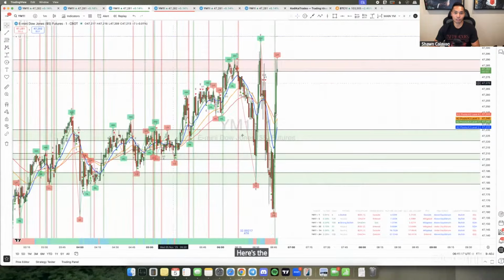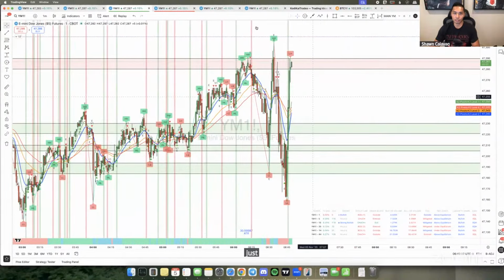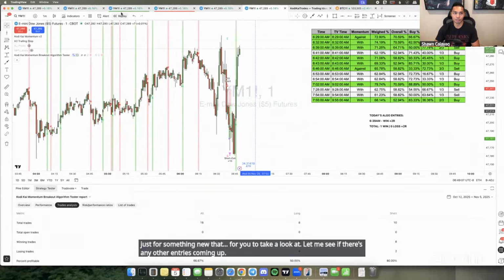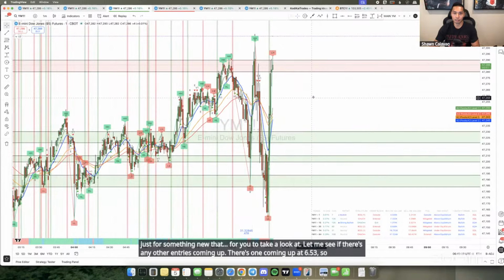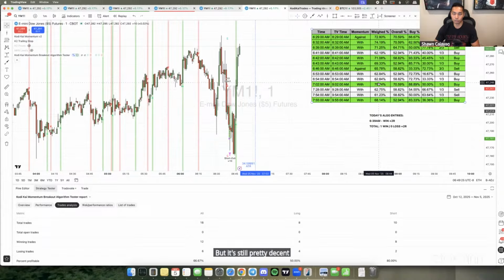Here's the main chart, Sam, since I know you're still looking at the levels and whatnot, just for you to take a look at. Let me see if there's any other entries coming up. There's one coming up at 653, so I'll take a look at that. It's a non-target entry, but it's still on the list. The overall probability weighted is not horrible, right? It's at 62.84. It doesn't meet my target entry threshold, which has to be at 65 or higher, but it's still pretty decent. You have a 12, 13 point edge for this entry here if it comes up for a buy.